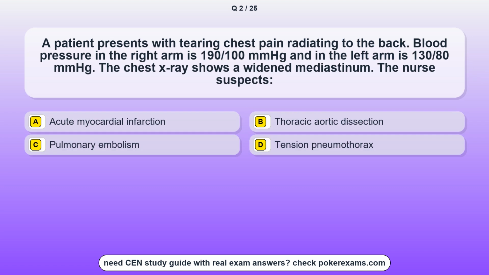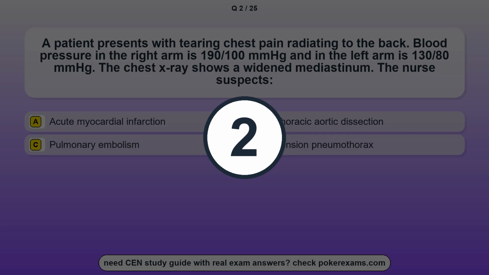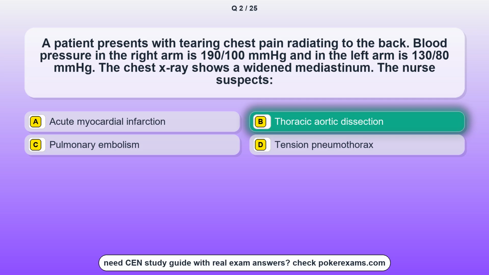Question 2. A patient presents with tearing chest pain radiating to the back. Blood pressure in the right arm is 190/100 mmHg and in the left arm is 130/80 mmHg. The chest X-ray shows a widened mediastinum. The nurse suspects option A, acute myocardial infarction, option B, thoracic aortic dissection, option C, pulmonary embolism, option D, tension pneumothorax. The correct answer is option B, thoracic aortic dissection.